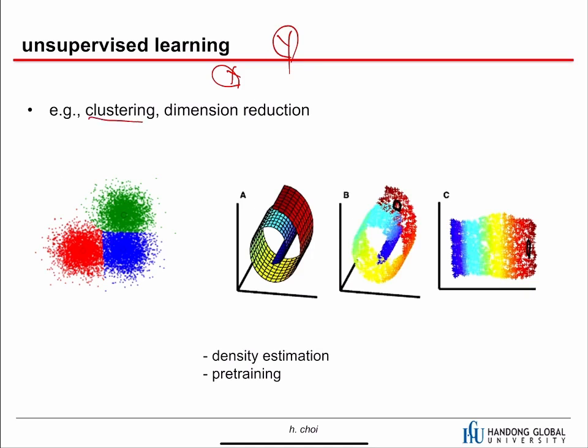So clustering is one of the most popular examples of unsupervised learning. Given some samples, we want to categorize these samples. And dimension reduction is another one. When we measure some data sample, it has a lot of features, like 1,000 features. Too many features, so we want to reduce the dimensionality to extract some important features. So these are two important examples of unsupervised learning. In this semester, we are going to learn a couple of algorithms of unsupervised learning.